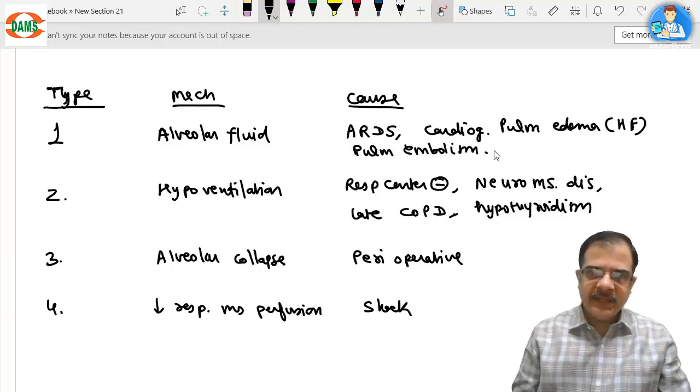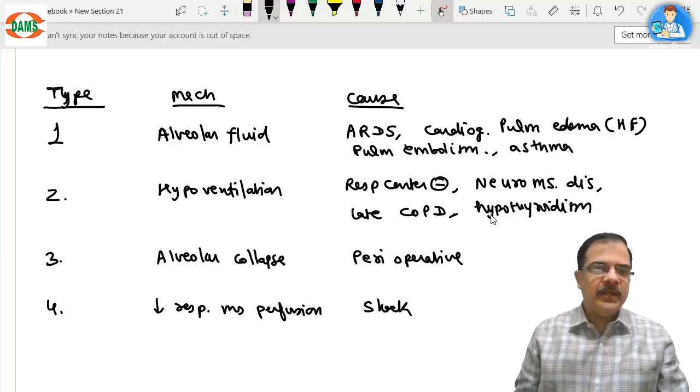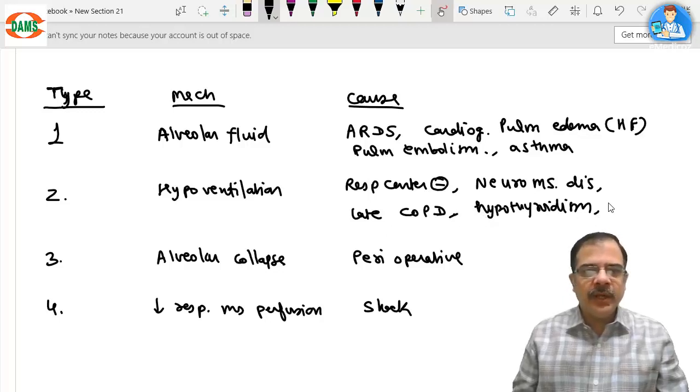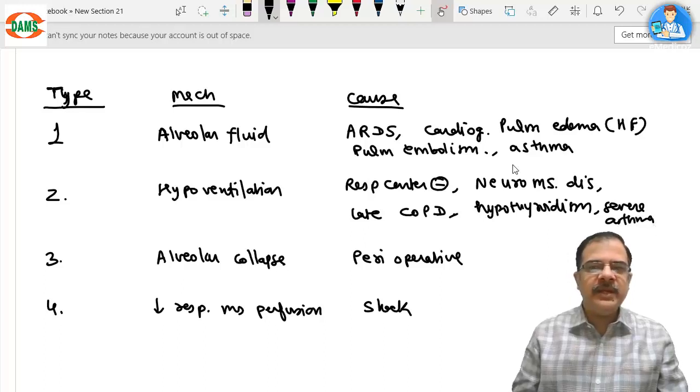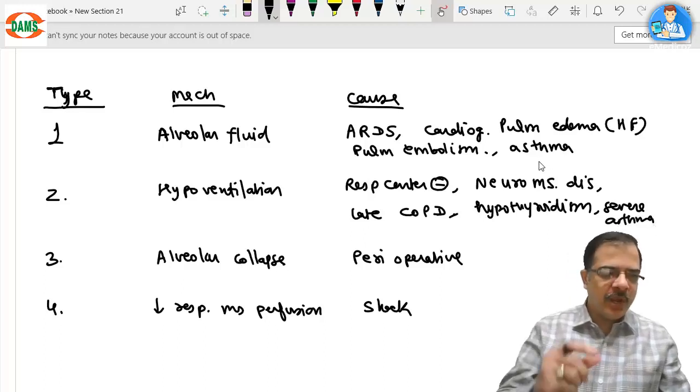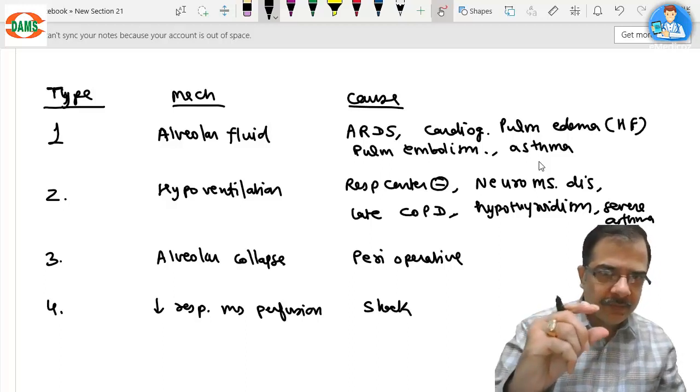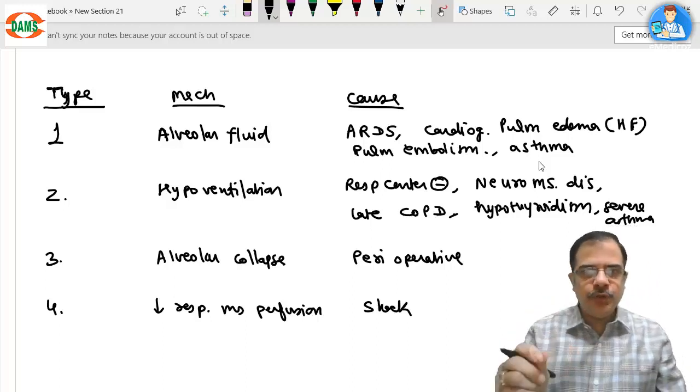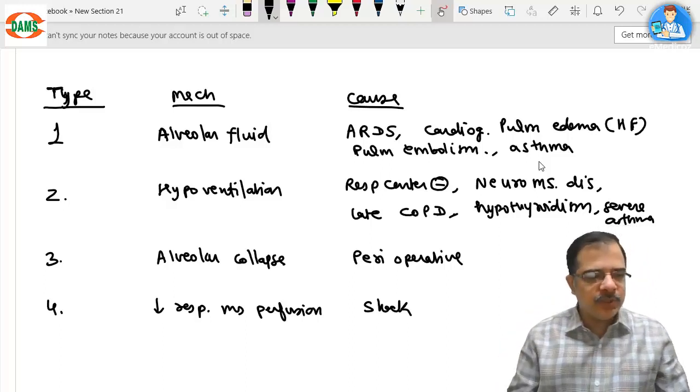Same for asthma. Remember, asthma is typically type 1, but if it is advanced or severe, then it is type 2 also. So it comes in both categories. Severe asthma can be type 2 and just plain asthma can be type 1. So you have to identify the options given to you, compare with the other options and then mark your appropriate answer.